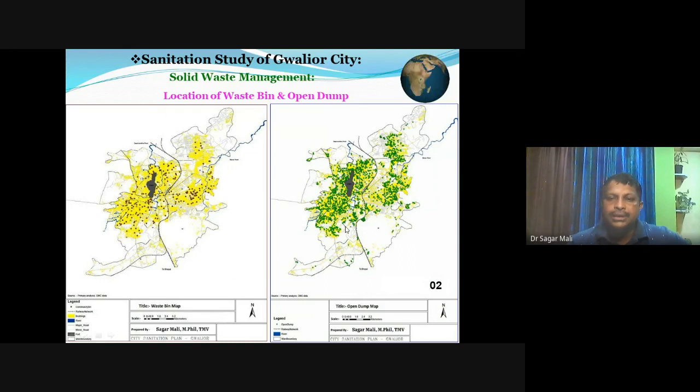Through GIS application, we can suggest how many bins are required, where they are required, and on which road we can keep them, and how we can collect them by using network modeling, how we can put the bins and how we can collect them to bring this garbage out of the city.